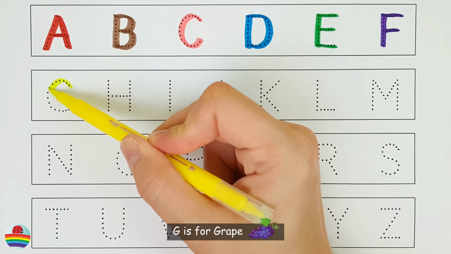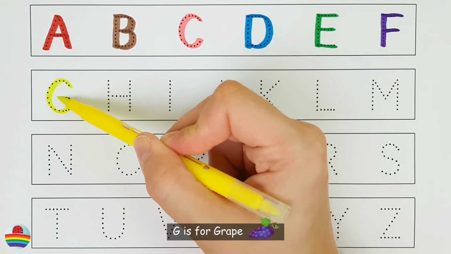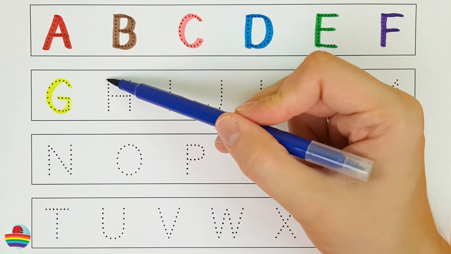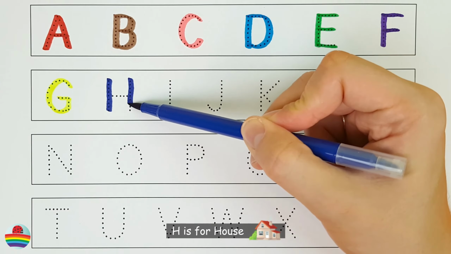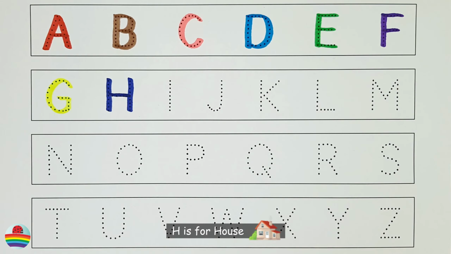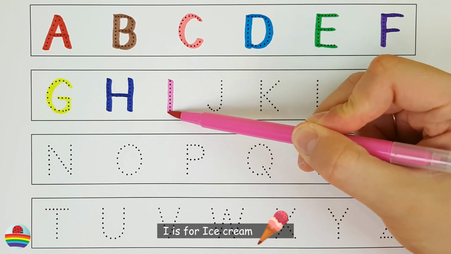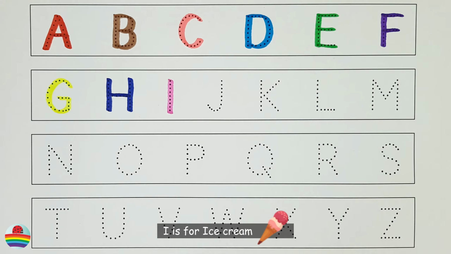G. G is for grape. G. H. H is for house. H. I. I is for ice cream. I.